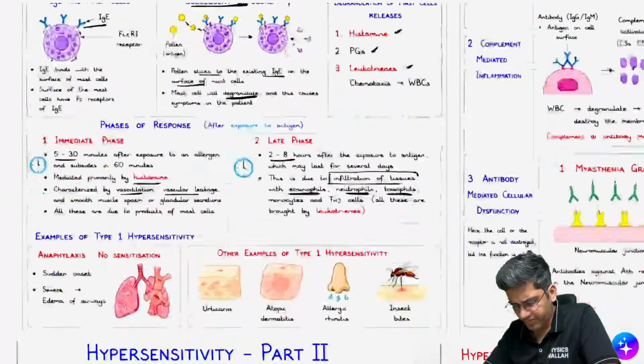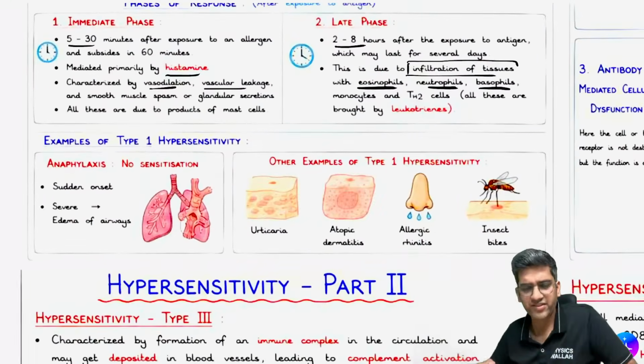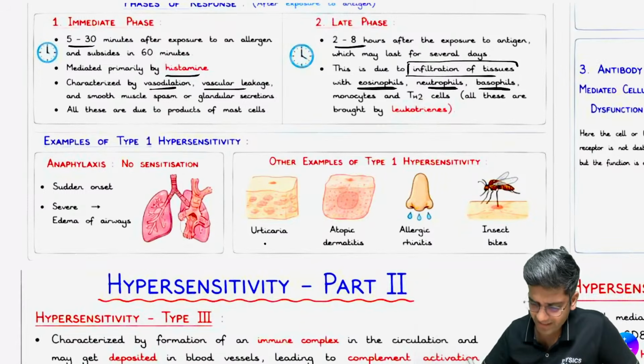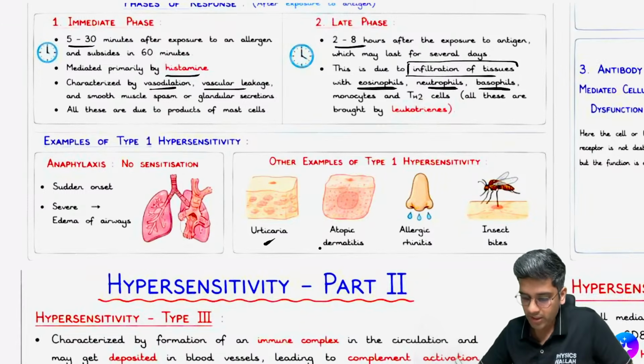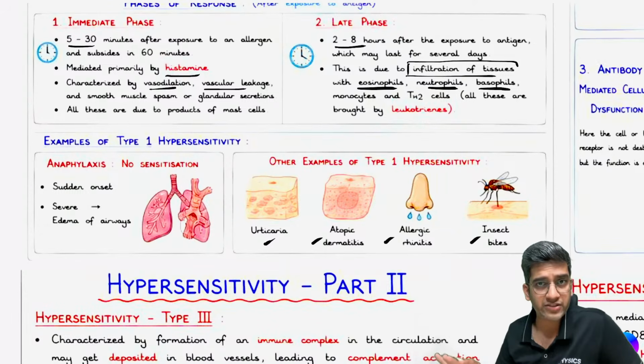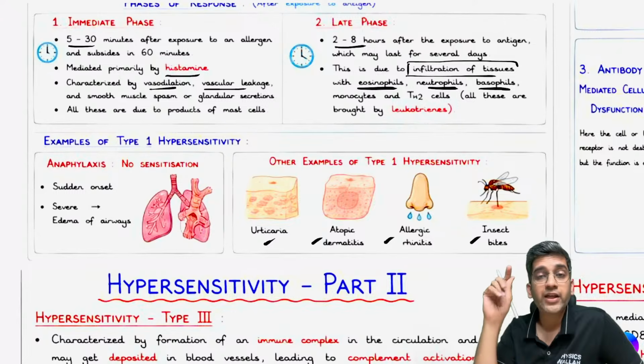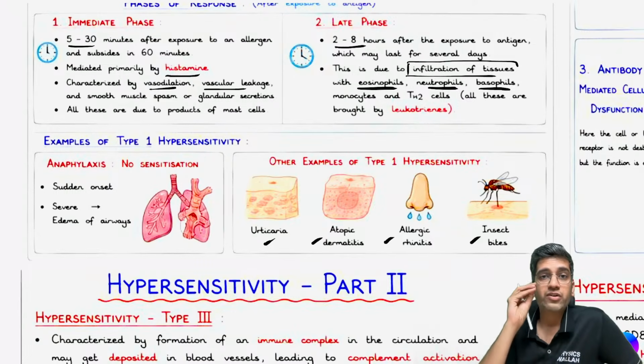Examples? There are lots of examples, right? Every allergy, whatever comes to your mind, is an example of type 1 hypersensitivity. Could be urticaria, itching in the skin, atopic dermatitis, allergic rhinitis, insect bites. Lots of them are allergy related, right? The most important thing, this can come in a one-liner or in a viva.